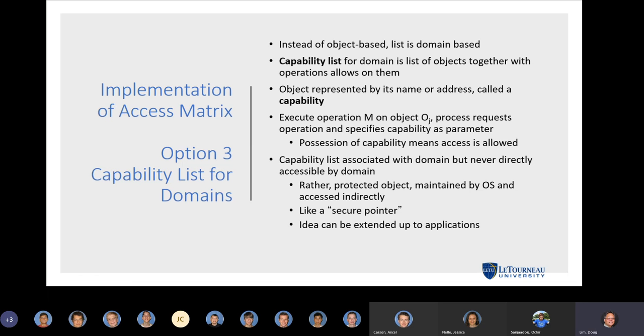Another way that this can be executed, so those were 2 options, option 3 would be a capability list for each domain. There we're flipping it around and saying each domain is given a list of capabilities that it is able to use. The objects together with the operations allowed on them are stored into capability lists for each domain. And so the domain actually holds what capabilities it has.